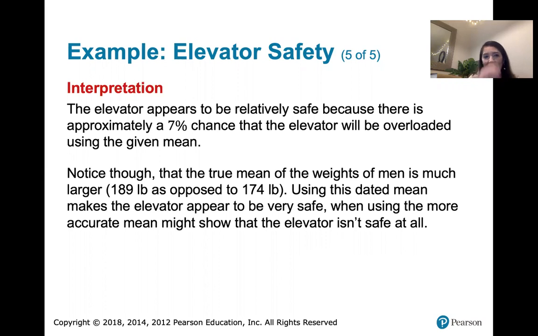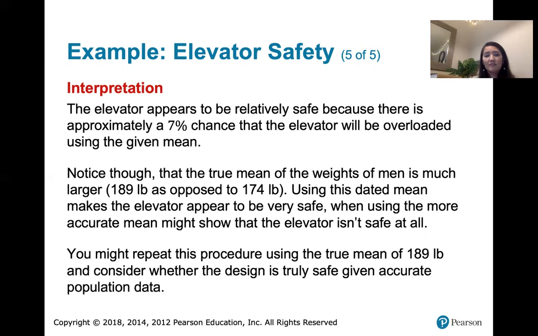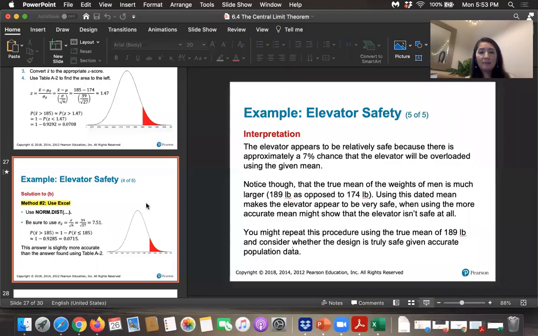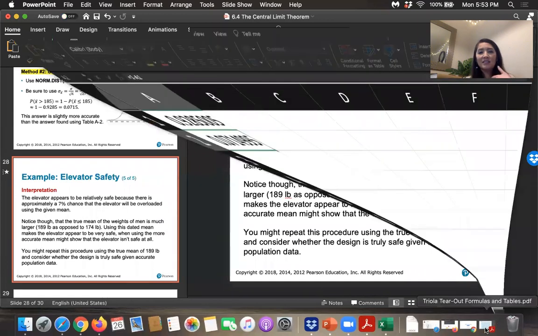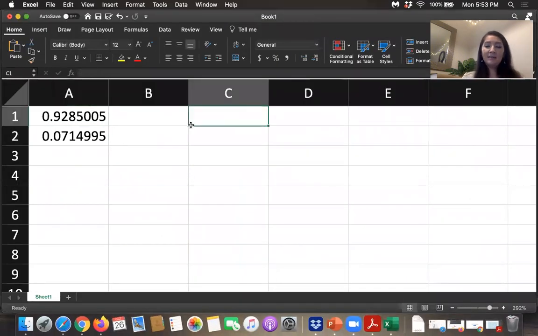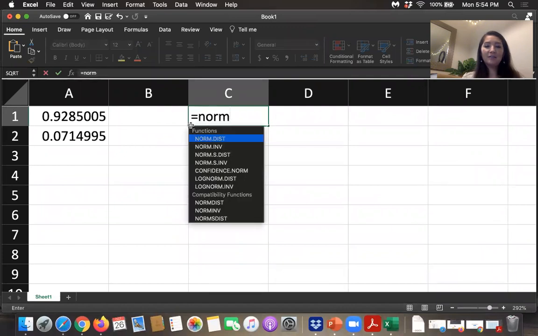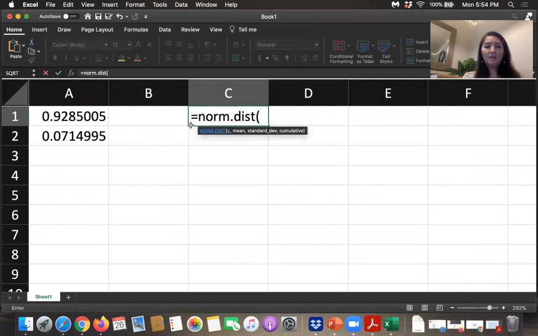It might make more sense to use this mean of 189 pounds. If we use the mean of 189 pounds, we might find that it's not safe at all. So you might want to repeat this procedure using the true mean of 189 and consider whether the design is truly safe given accurate population data. So let's do this again. This time I want to use a mean of 189. So we'll do norm.dist, I've got 185 as my X value, the mean is 189, and the standard deviation still is that 7.51 approximately.